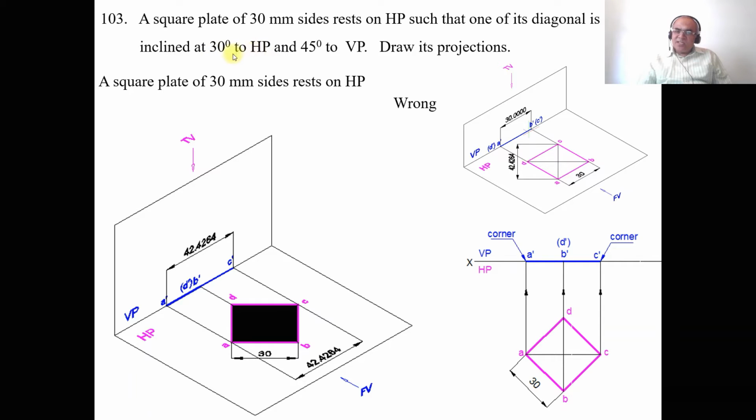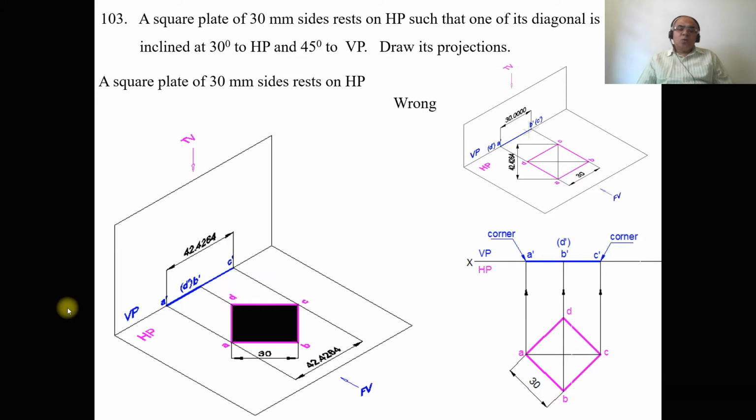So since it is the true inclination line, but what you get here when you keep the side resting on HP, the side being perpendicular to VP, is the apparent length of the diagonal. On the true inclination line we cannot transfer the apparent length. Hence this problem is going to become wrong.